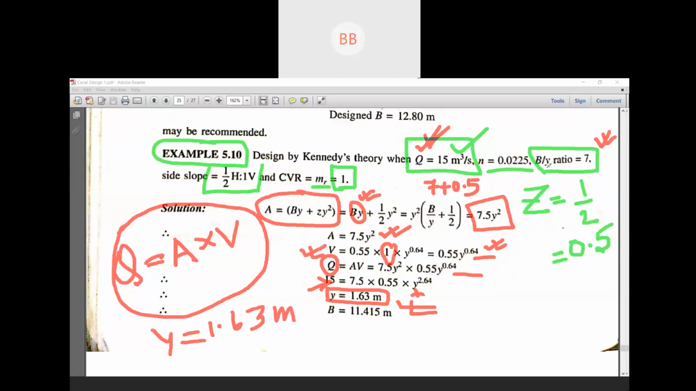And once you find the y value, with this B by Y ratio you can also find the width of the channel. So you find the Y and B values.